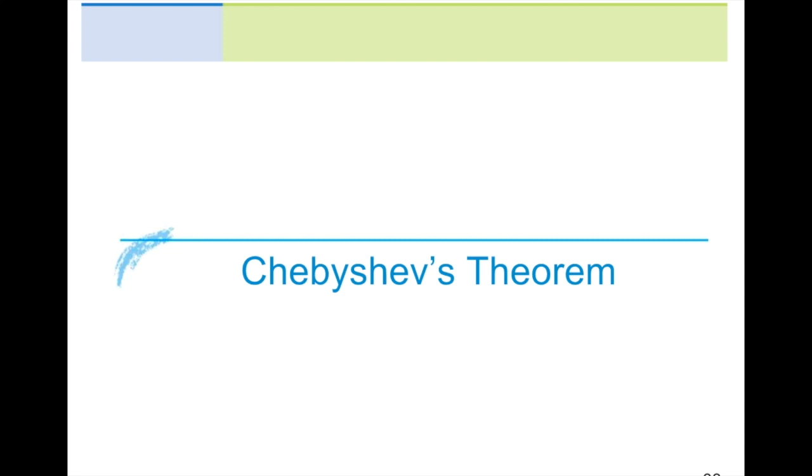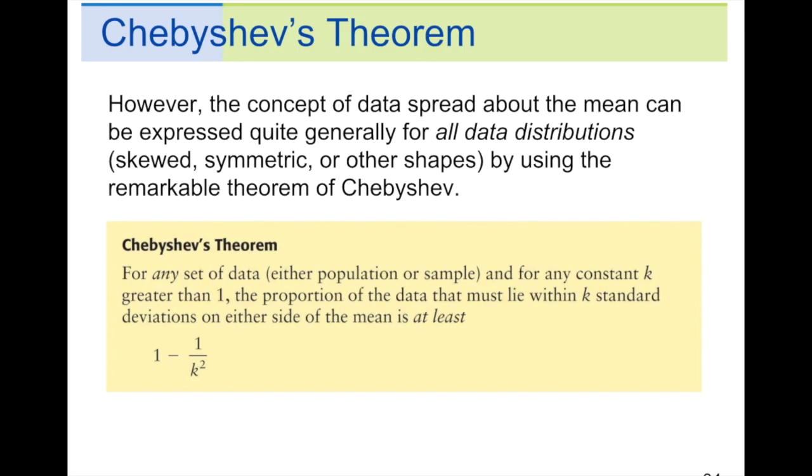Chebyshev's theorem. However, the concept of a data spread about the mean can be expressed quite generally for all data distributions, skewed, symmetric, or other shapes, by using the remarkable theorem of Chebyshev. What the theorem says is, for any set of data, either population or sample, and for any constant k greater than 1, the proportion of the data that must lie within k standard deviations on either side of the mean is at least 1 minus 1 over k squared.